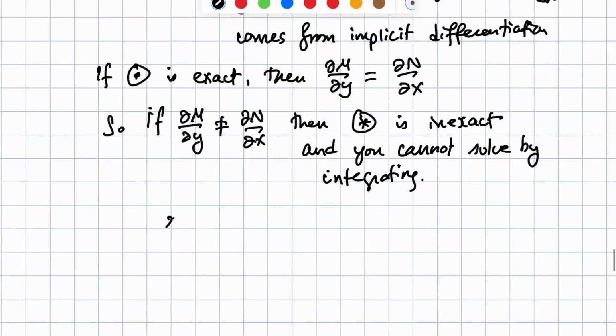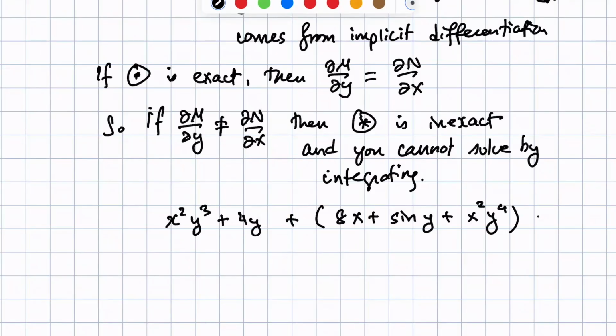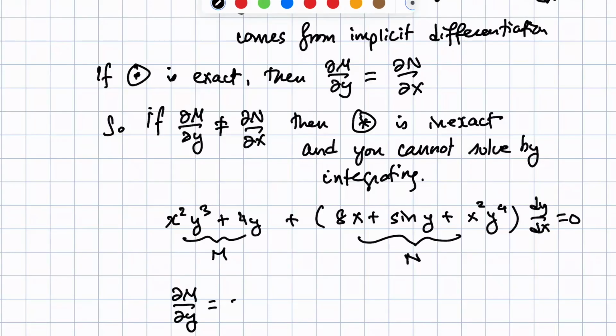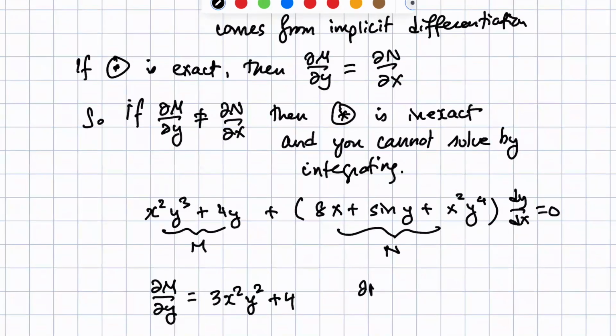So here's an example. Take x squared y cubed plus 4y plus 8x plus sine y plus x squared y to the fourth dy dx equals 0. Now this guy is M, and this guy is N. I'm going to differentiate M in y, so I get 3x squared y squared plus 4. And I'm going to do dN/dx. That's 8 plus 2x y to the fourth.